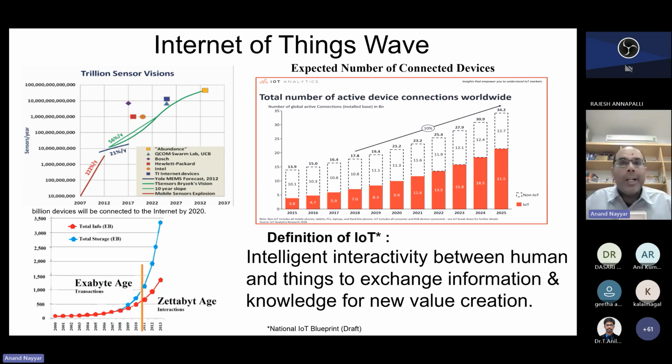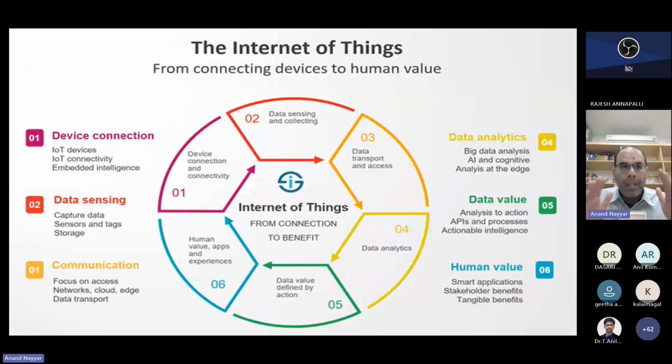Now, if you are working in any space, imagine what you can bring with IoT and what IoT can bring on paper. That is what you need to design and you need to research. So with the IoT wave, you can see from connecting devices to human value, we have the device connection, the sensitivity, analysis, communication, human value. This all is working and integrated together. And this is where you need to perform your research.